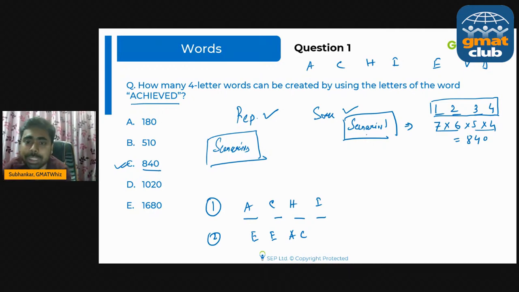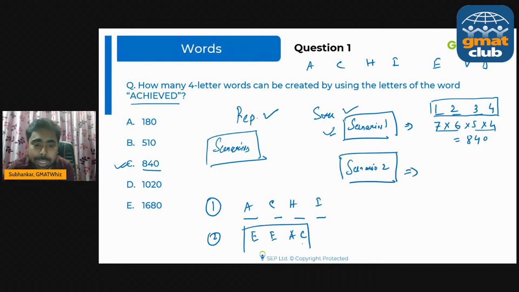And there is a high chance that those of you who have marked 840 as the answer have possibly just calculated this scenario and haven't calculated scenario two. What is scenario two? Scenario two is when there is a repetition, and that is the part where students will falter. How do I calculate that one? I will now get into scenario two. Okay, so in scenario two, what should I do?